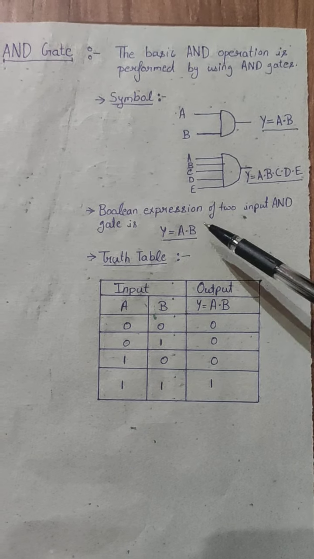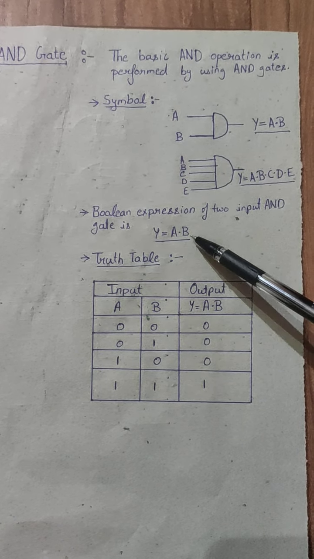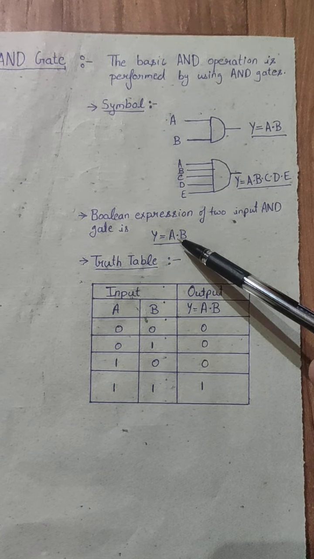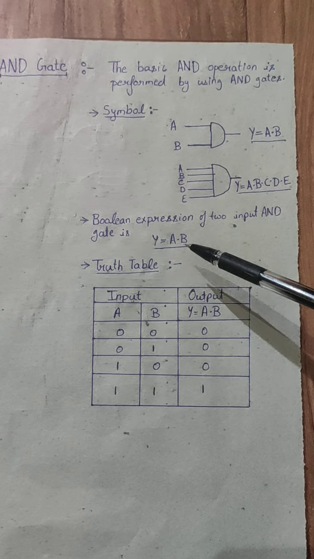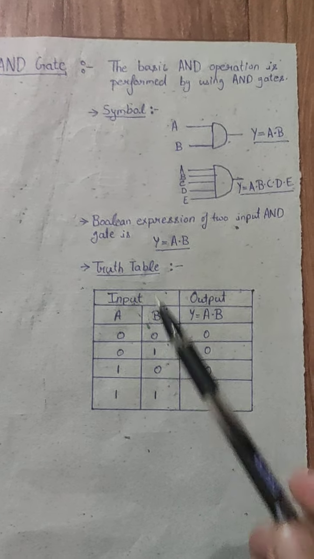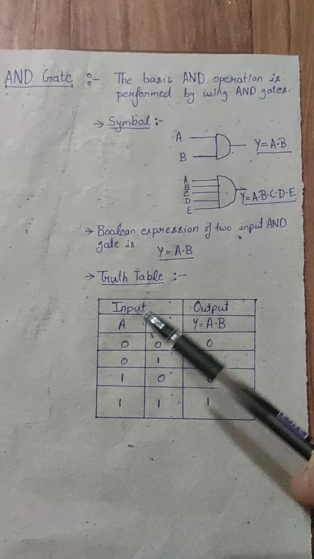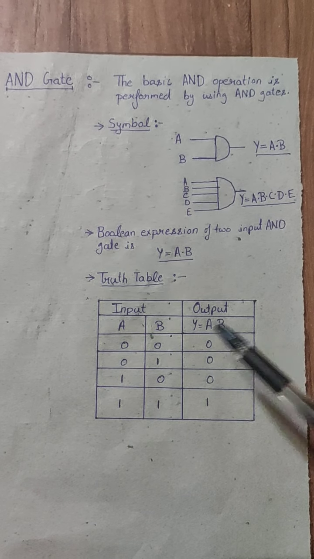The Boolean expression of a two input AND gate is capital Y is equal to A dot B. This dot is the dot product of A and B, and this dot represents the AND operation. This is the truth table for the two input AND gate, with inputs A and B, and this is the respective output.